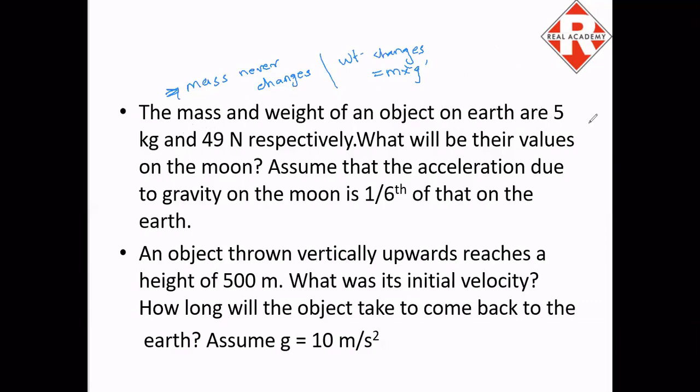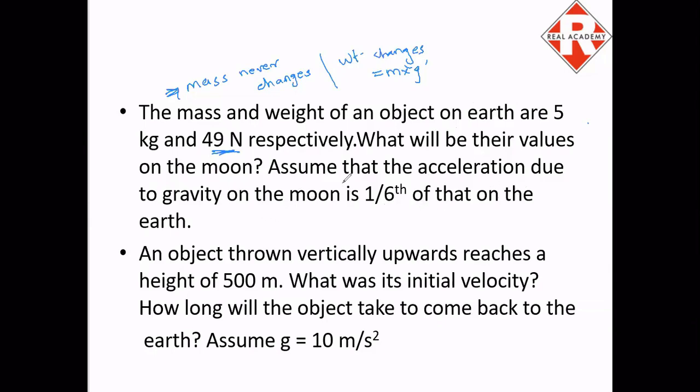So this 5 kg is going to remain the same throughout, and this weight may change according to the value of g. So on earth, mass is given to be 5 kg and weight is given to be 49 newtons. What will be their values on the moon? Assume, what will be the value of mass on the moon, what will be the value of the weight on the moon? Assume that the acceleration due to gravity on the moon is 1/6 of that on the earth.